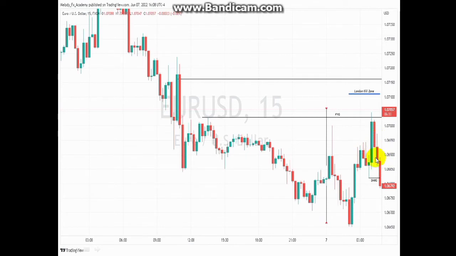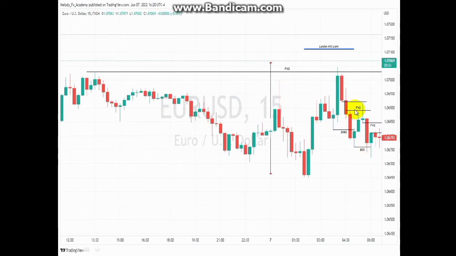Okay, I was not around when this happened, so I didn't get my entry there. But as you can see, of course, price traded into that fair value gap and reacted off. Okay, so now this was where I came in on the chart. This was where I met the price action.